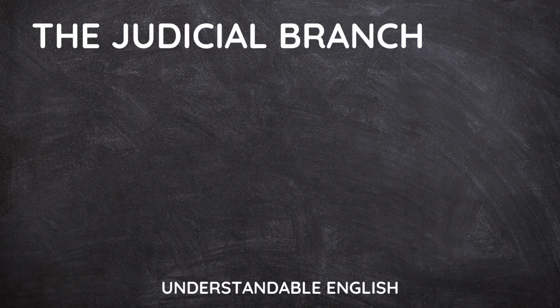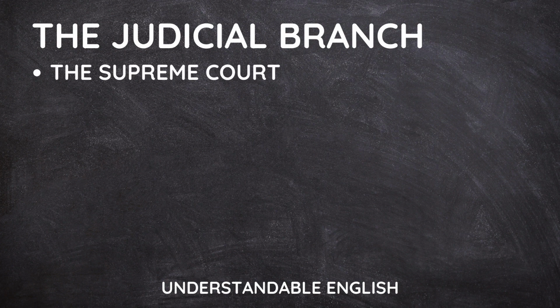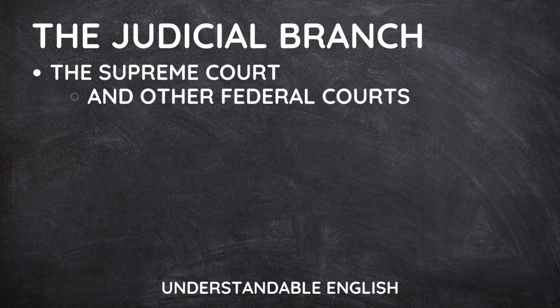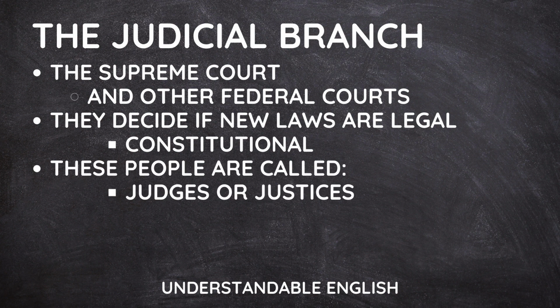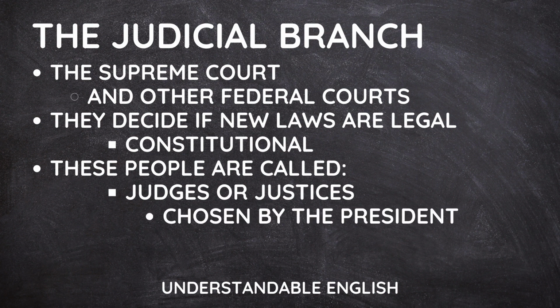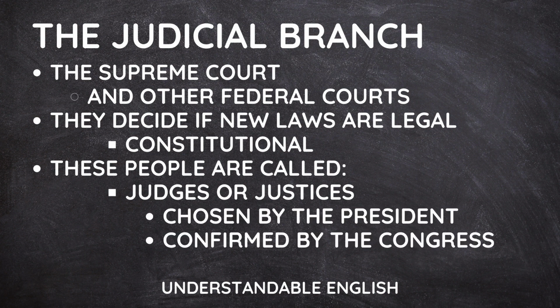Lastly, let's look at the judicial branch. The judicial branch is the Supreme Court and other federal courts. The judicial branch decides if things that the legislative and executive branch, the Congress and the President, are legal or constitutional, as we say. The people in this branch are called judges or justices. They are chosen by the executive branch, or the president, and confirmed by the legislative branch, which means the legislative branch says, yes, I agree. This person should be a justice or a judge.